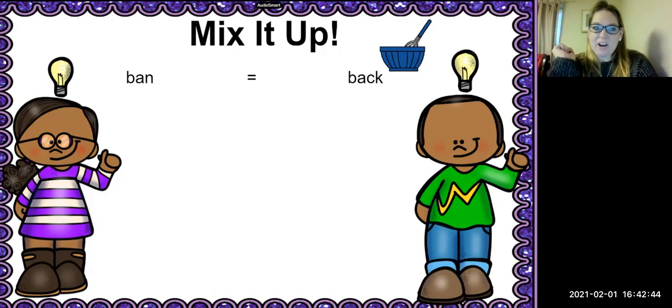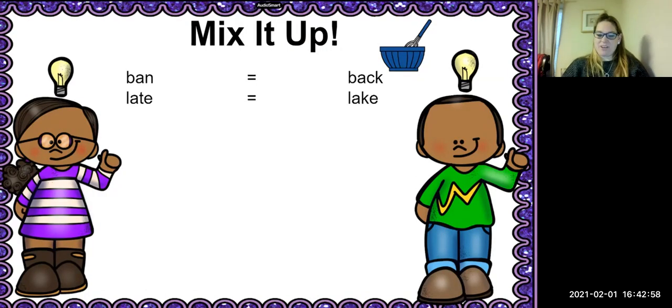Very good. Our next word is the word late. Late. And we're changing the t to k. What is that new word going to be? It's going to be lake. Very good. Our next word is the word lip. Lip. And we're going to change the i to a. So the new word is lap.